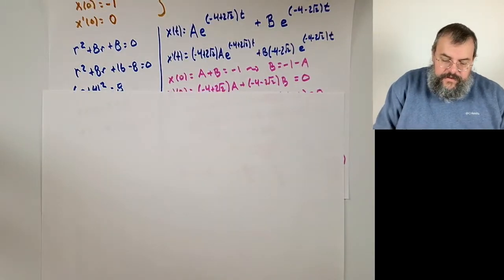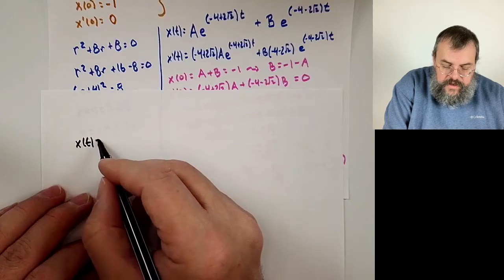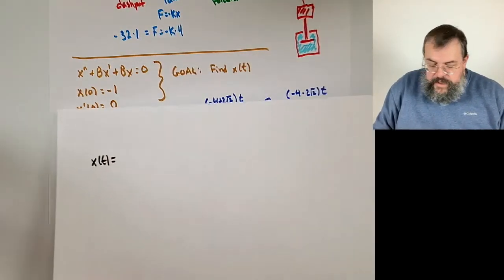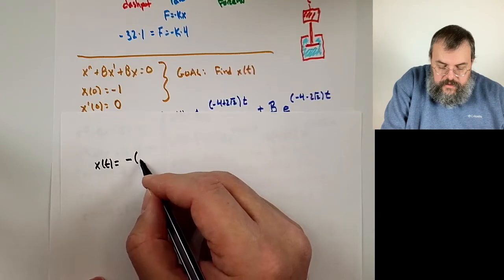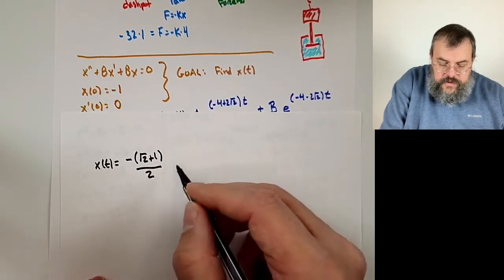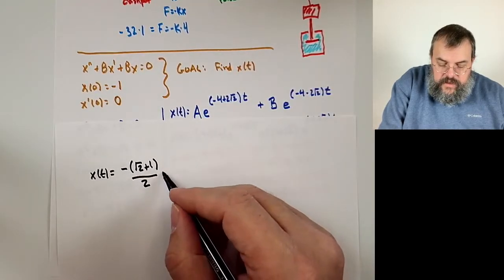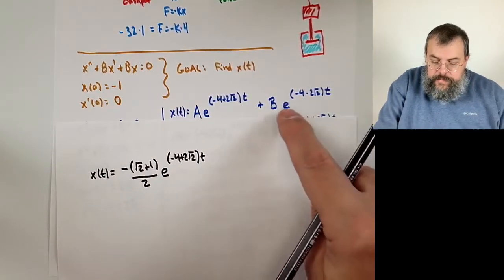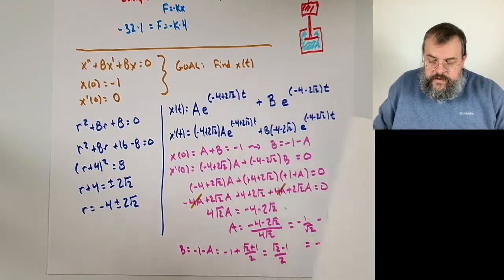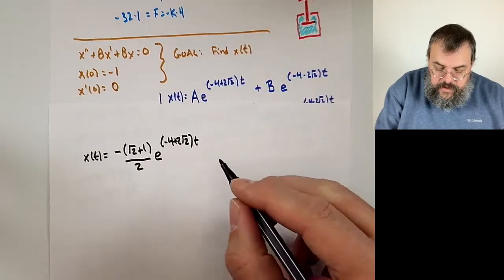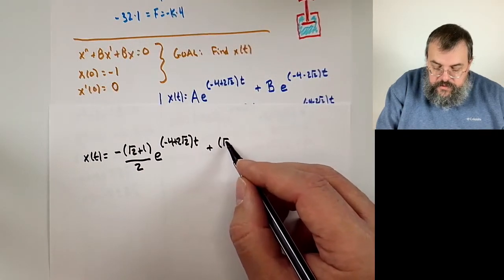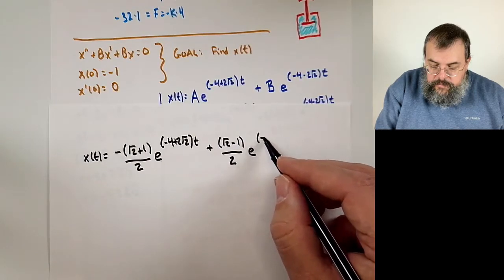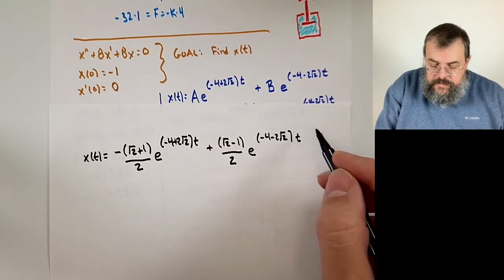Okay, so let's just write our final answer nice and clean. So x of t is equal to a, and a is here, so that's minus root 2 plus 1 over 2. Okay, so there's the a. Then it's e to the minus 4 plus 2 root 2 times t. Then we have b, and b is root 2 minus 1 over 2. So we have plus root 2 minus 1 over 2. And then that's going to be e to the minus 4 minus 2 root 2 times t.